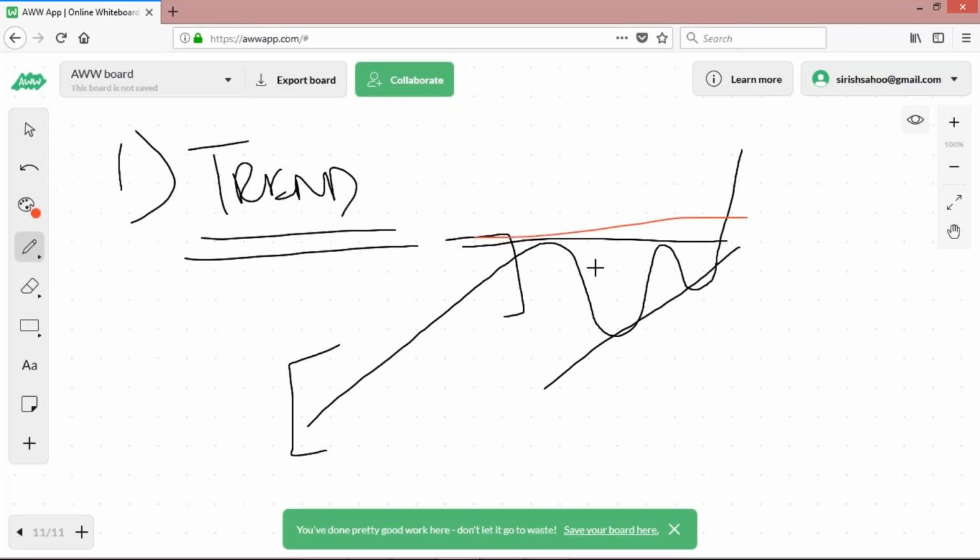So I'm trying to discuss this part, this top horizontal line. Please do not mind that I'm not that acquainted with drawing, so I may draw a little bit here and there. So for the top horizontal line, at least two reaction highs are required. So here are the reaction highs and these are the reaction lows. So we require at least two reaction highs for the top horizontal line.